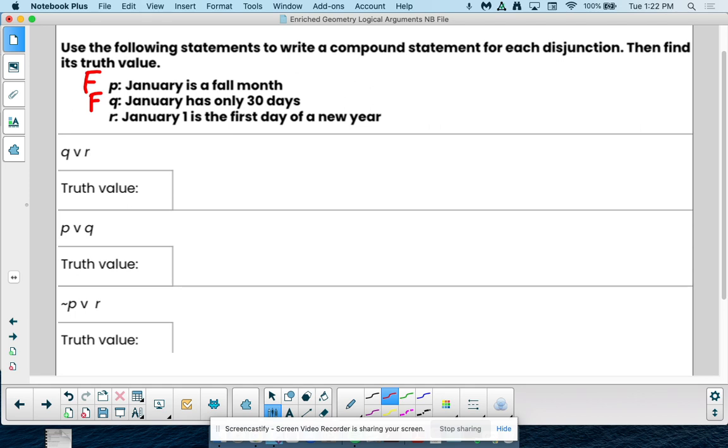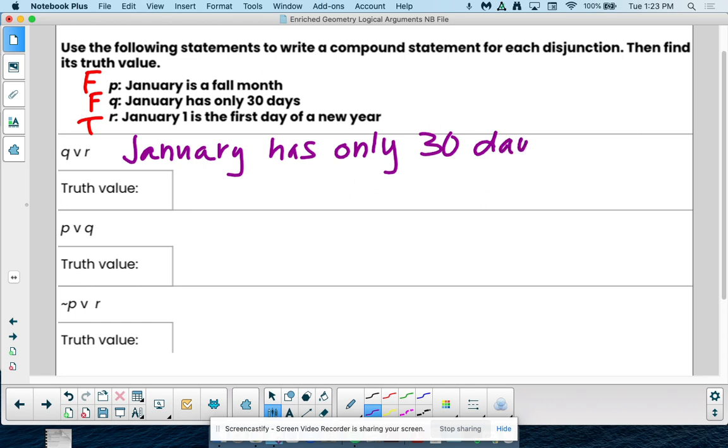Okay, January 1 is the first day of a new year. True. Okay. Here we go. So same thing. Q, and this symbol is or. Yeah, Q or R. So here we go. Q says January only has 30 days, or R, January 1st.